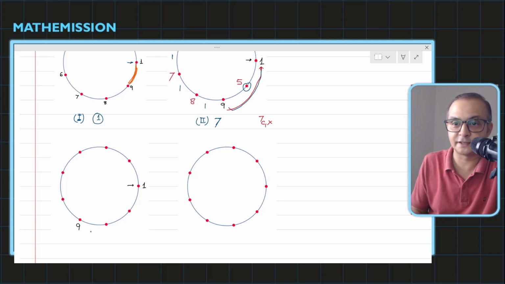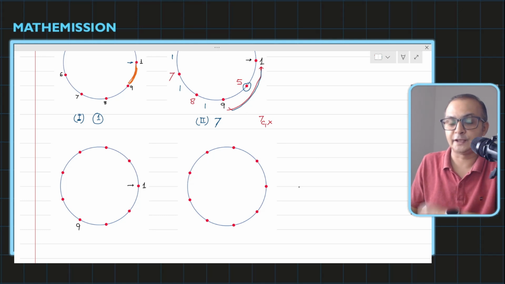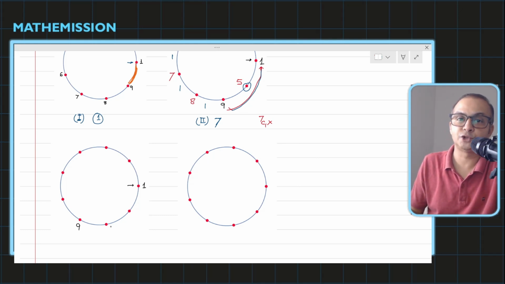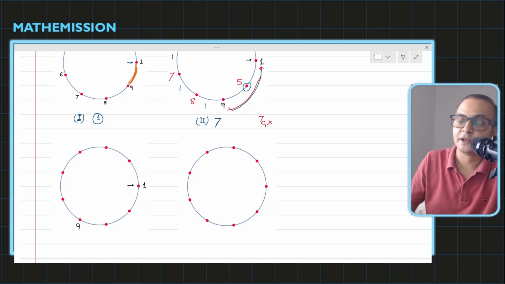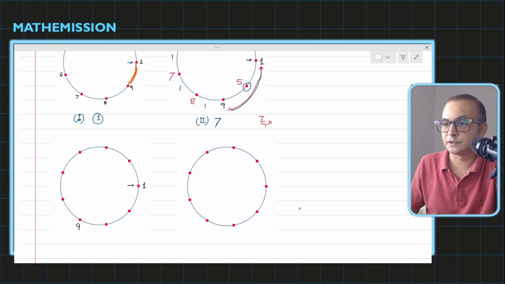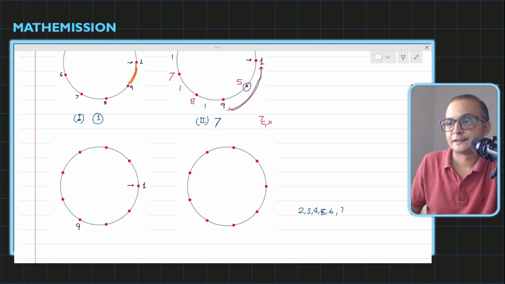Means I shifted this 9 to this position. So again, out of these 7 values, 2, 3, 4, 5, 6, 7, 8, I can choose any 2 there. Let me take an example. Suppose I have these numbers 2, 3, 4, 5, 6, 7 and 8. So I choose there, let's say, 6 and 7. I don't care.